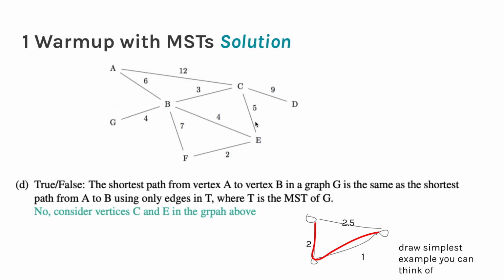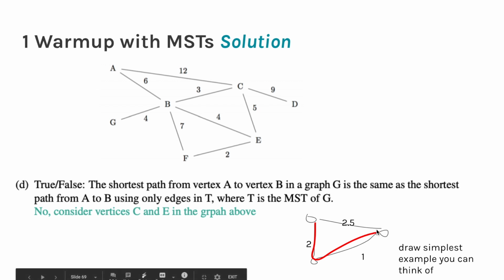If you weren't given a graph, then I always say, just draw the simplest counterexample you can think of for these true-false problems. Because this question is phrased as the shortest path being always the same, you just need to come up with some small counterexample and then answer false. So if I have 3 nodes with edge weights 2, 1, and 2.5, the MST would take this 2 and this 1. But then the shortest path from this node to this node would take the 2.5, so it wouldn't go along the MST.